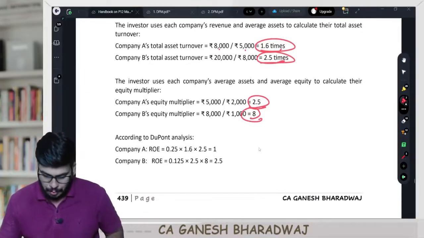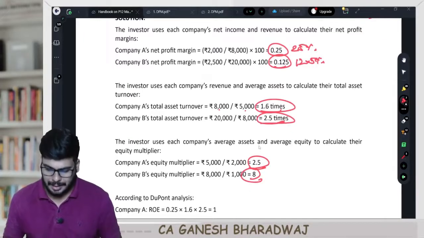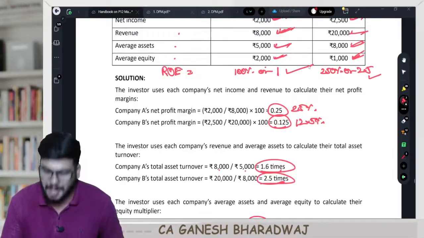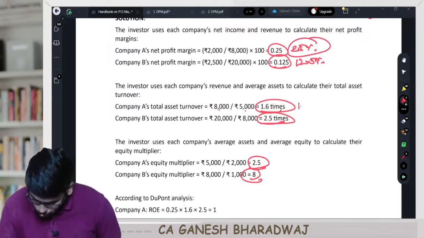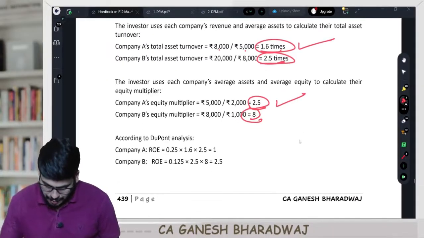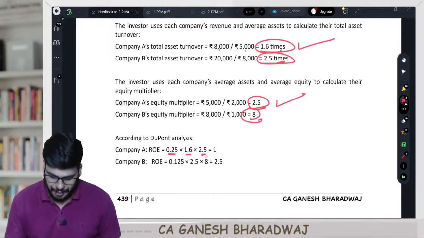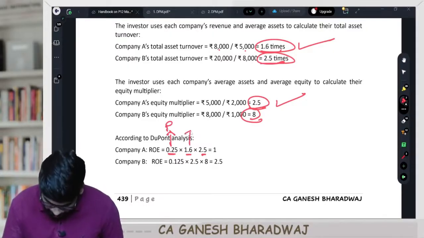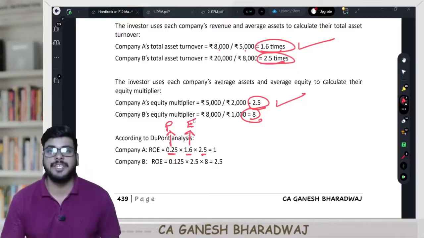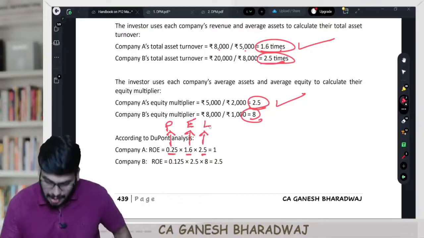So now for company A, how do you arrive at this return on equity? What is the total return on equity? 1 or 100%. How do you get this? It is 0.25 into 1.6 into 2.5. Correct? So what does this 0.25 indicate? This indicates the profitability of the company. What does this 1.6 indicate? It indicates the efficiency of the company. And what does this 2.5 indicate? It indicates the leverage effect of the company.